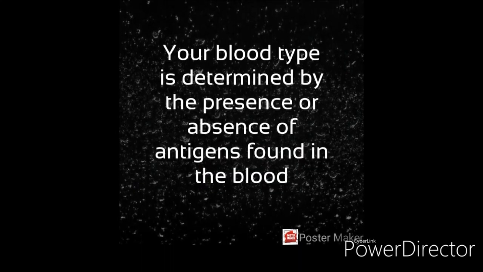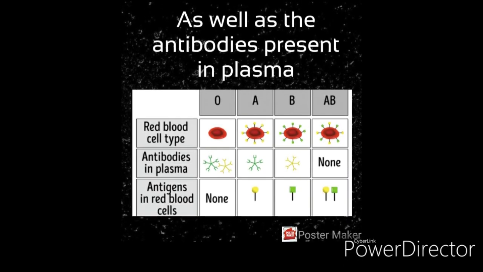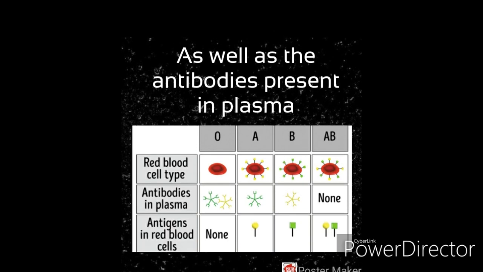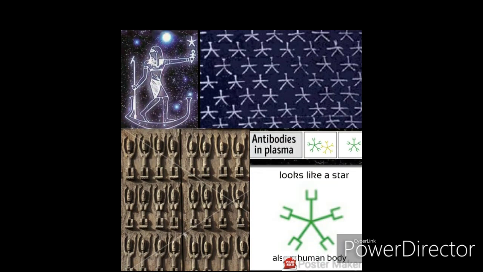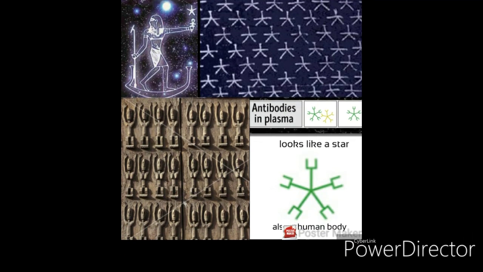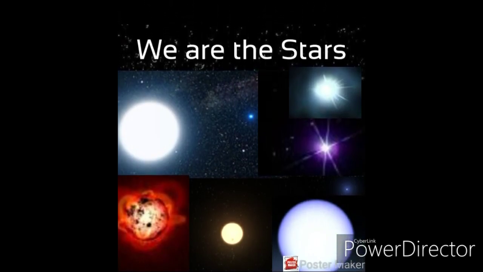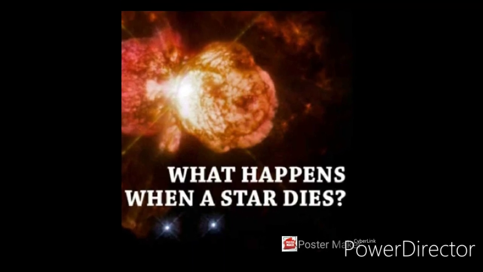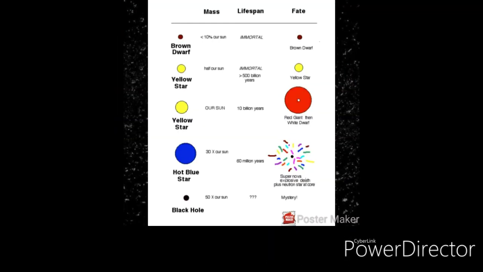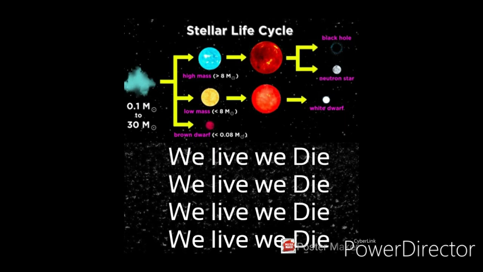Your blood type is determined by the presence or absence of antigens found in the blood, as well as the antibodies present in plasma. And if you look at what an antibody looks like, they not only look like a star, but they also resemble the human body. It's also a well-known fact that all of the elements that make up the human body were first formed in the stars, long before your body was ever formed. Your body may have a certain age or a certain earthly expiration date, but everything on the inside of you formed millions of years ago.